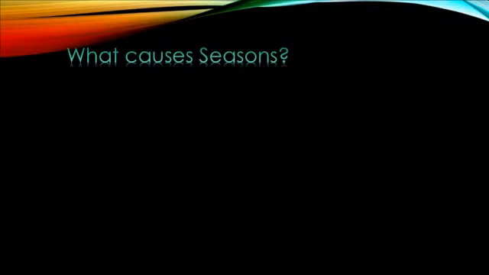Our next topic is about seasons. What causes seasons? All of you are familiar with the 4 different seasons: winter, spring, summer, and autumn. What causes seasons? We know that it is generally warmer near the equator than near the poles. Why? Let's go through the topic in detail.